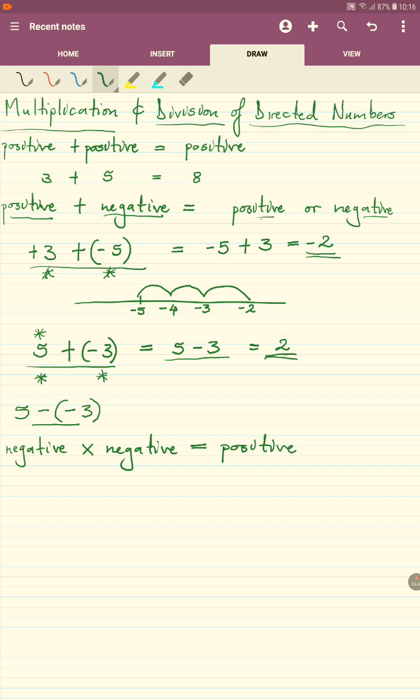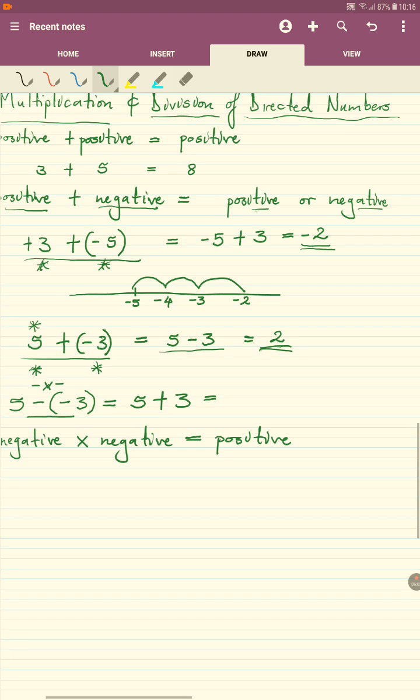So let's say we are removing this bracket. We are going to multiply negative by negative here, and this sign is going to change to positive, and you're going to end up with 5 plus 3, and 5 plus 3 gives you an answer of 8.